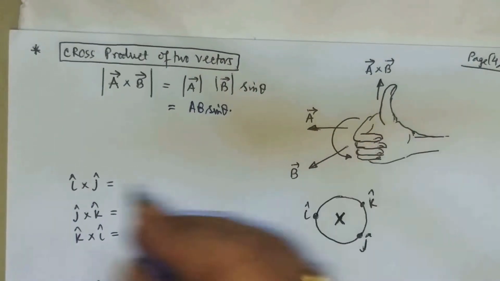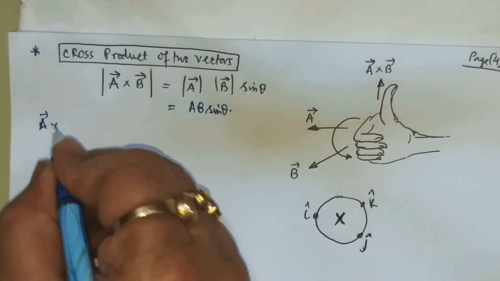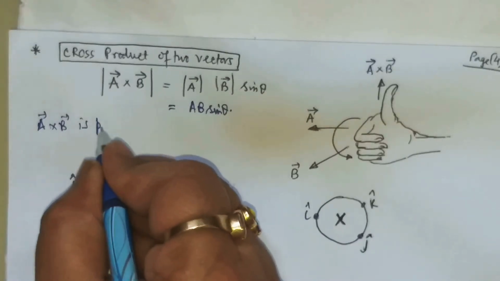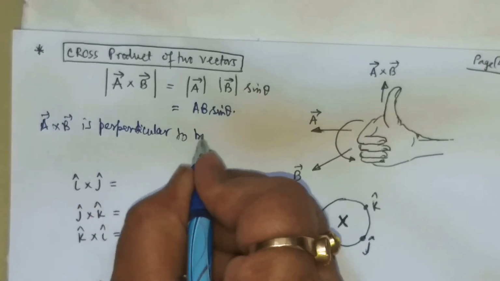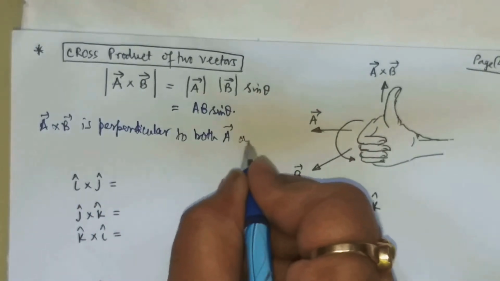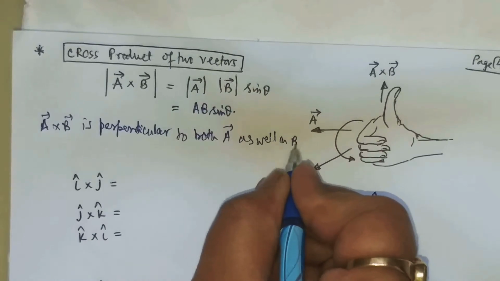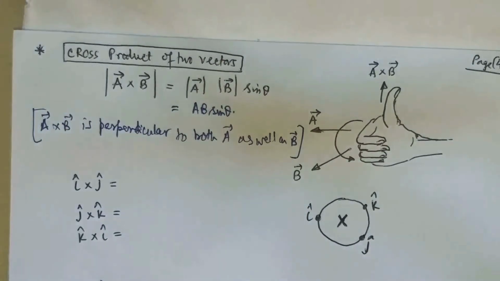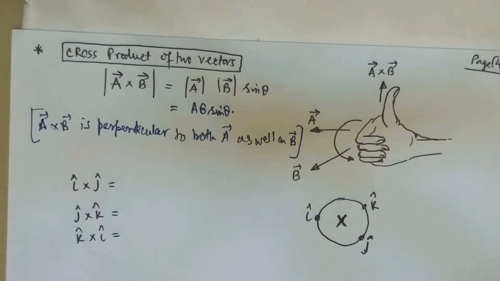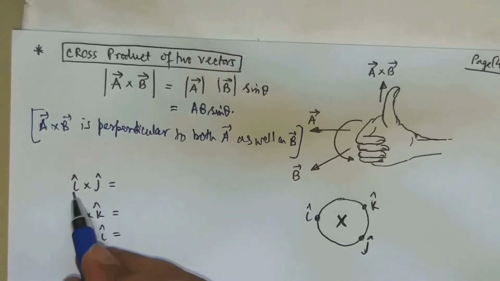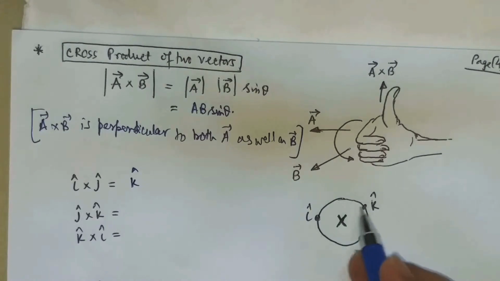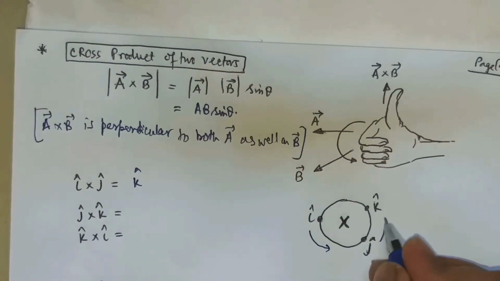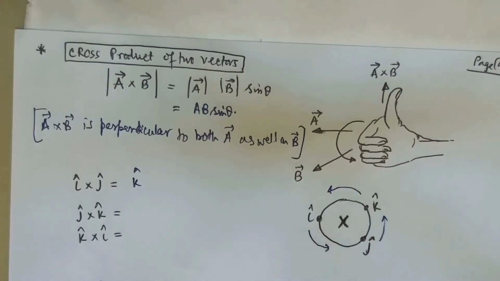That is, you can say that the direction of A cross B is perpendicular to both vector A as well as vector B. The resultant is perpendicular to both A as well as B. So in that way, I cross J is equal to K. You can remember it like this: just draw a circle, put I, J, K and give this direction. I to J, J to K, K to I.